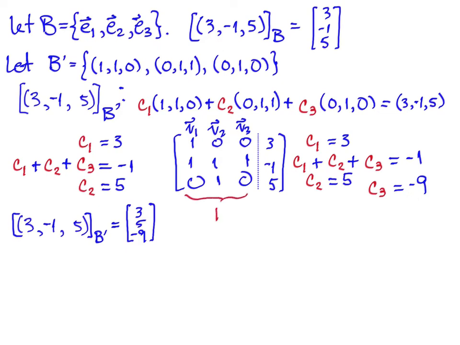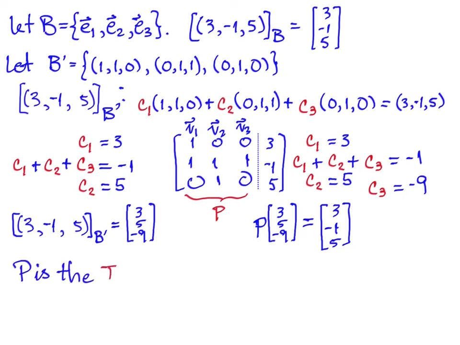So notice that coefficient matrix with the columns, which are just the basis vectors, if we call that P, notice that that linear system just says P times (3, 5, -9), the coordinate vector, is equal to (3, -1, 5), the vector we started with. So if we multiply the coordinate vector that we got, (3, 5, -9), by that matrix P, we'll get back to the vector we started with. The vector we started with was (3, -1, 5). So that equation gives us a transition matrix.